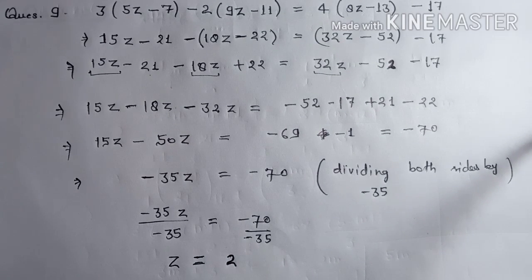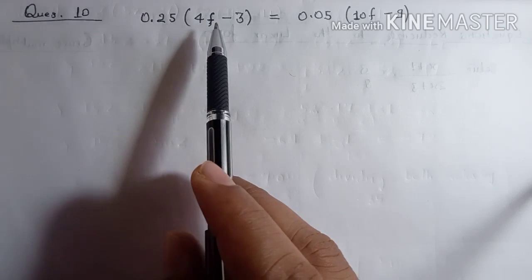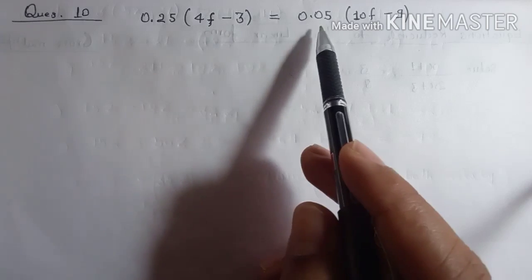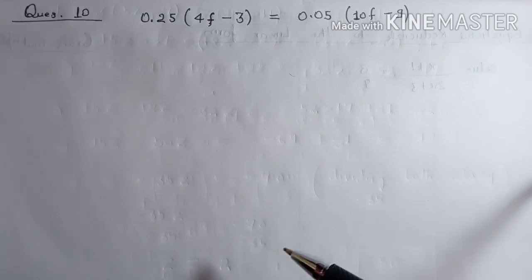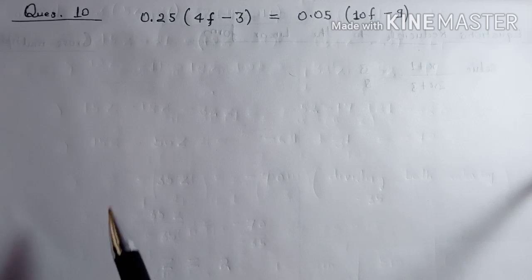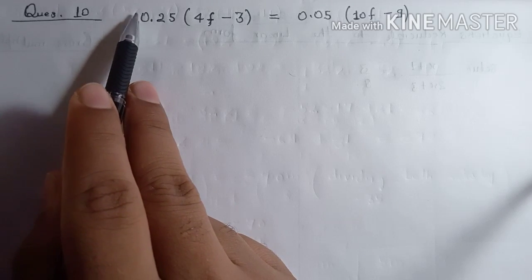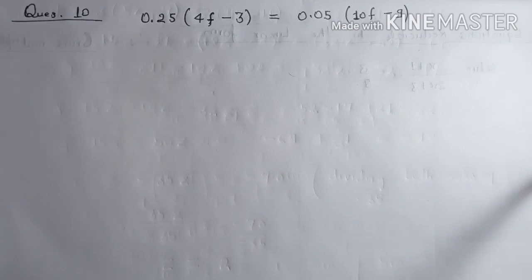Our next question, question number 10: 0.25 multiplying 4f minus 3 is equal to 0.05 into 10f minus 9. So we have two methods of solving these questions. First is simply multiply these numbers, and second is that try to eliminate this decimal. And how to do this? Multiply by 100 and divide by 100, or multiply both the sides by 100, that will give you the result.